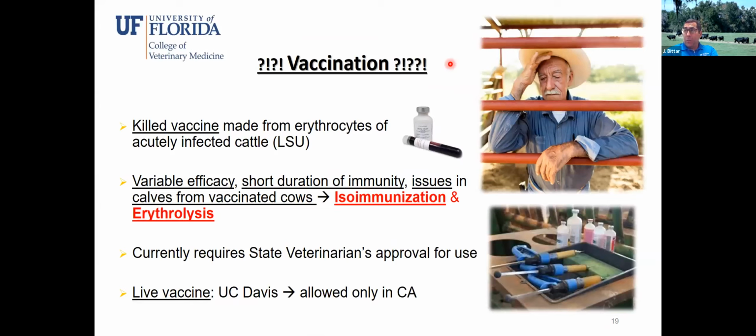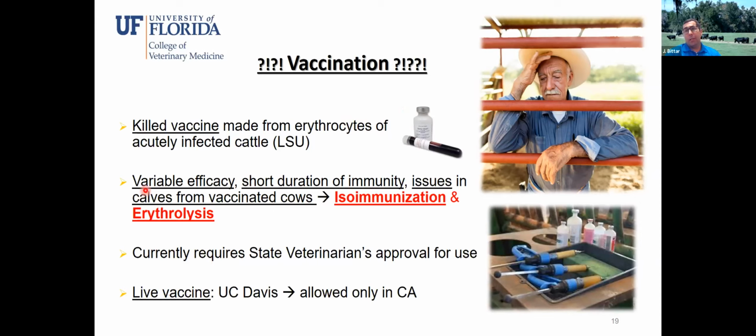Just to try to wrap up in a few slides here. So vaccination is an important tool that we have, and it's kind of debated because there is an available killed vaccine made in Louisiana with red blood cells from cows. You need to vaccinate the cows or the cattle twice and then booster annually.